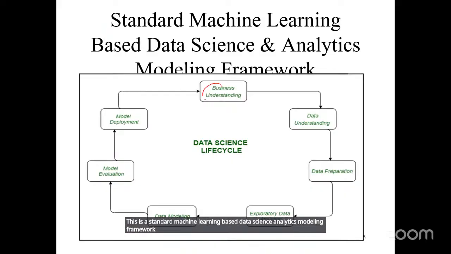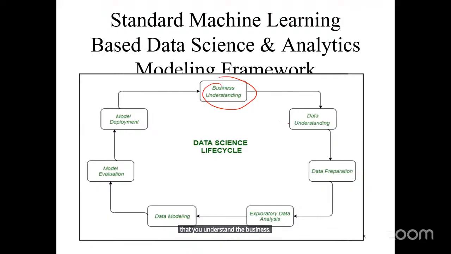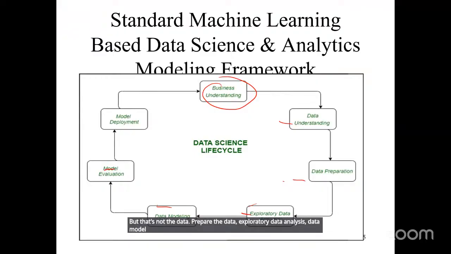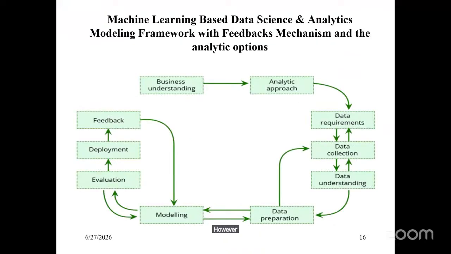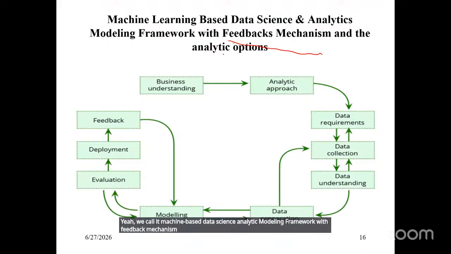You have to understand the business, understand the data, prepare the data, exploratory data analysis, data modeling, model evaluation, model deployment. We call it the data science life cycle. That's a simple way. However, this one makes it even more elaborate. Here we call it the machine learning-based data science analytic modeling framework with feedback mechanism and the analytic option.